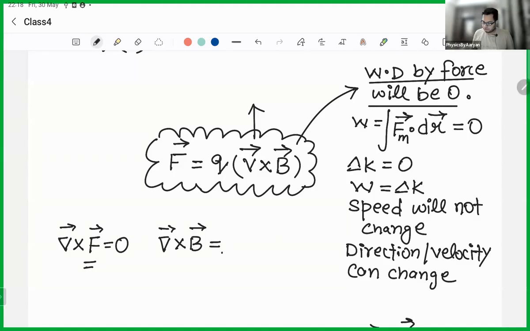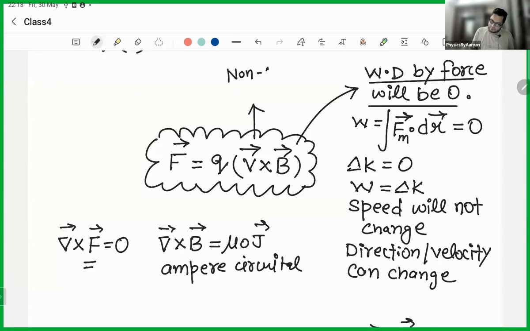So del cross B is equal to mu naught J. This is Ampere's law, Ampere circuital law. We will talk about it. But in general, I can say that this force is not conservative. And how do I know? By directly looking at it.